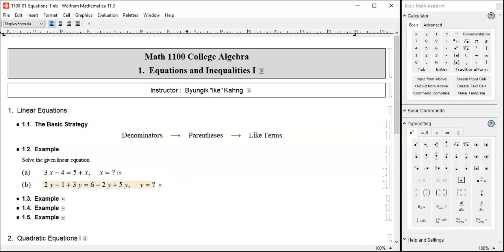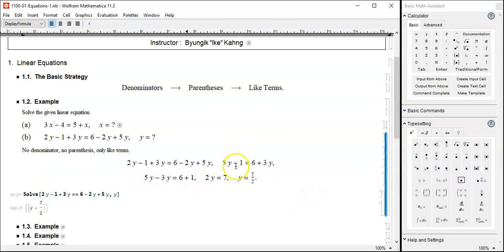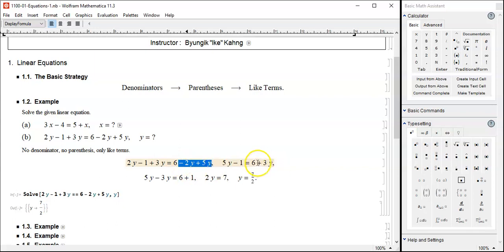A little bit more complicated example, not much. We have 2y plus 3y, which will be 5y. And if we have -2y plus 5y, that'll be 3y. And then we can take more like terms together. Well, here we go. We have this and that generating 5y. And then these two generated 3y, and then more like terms.